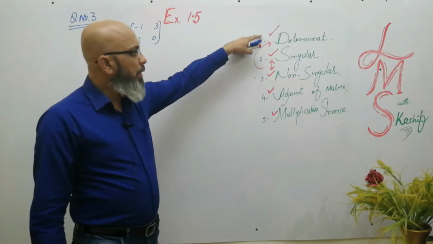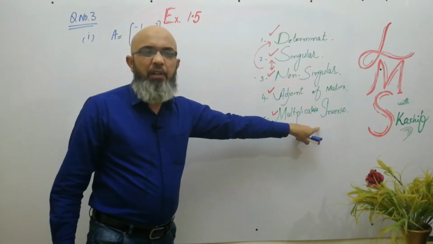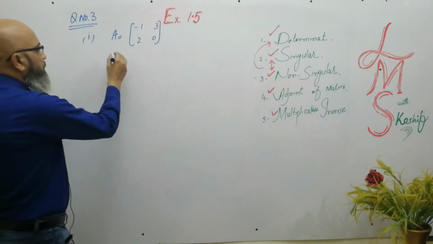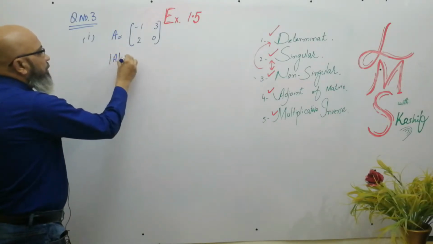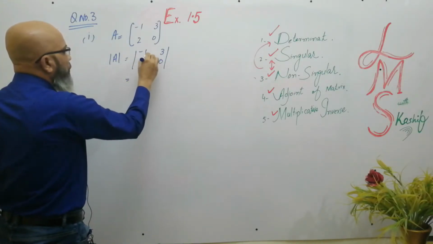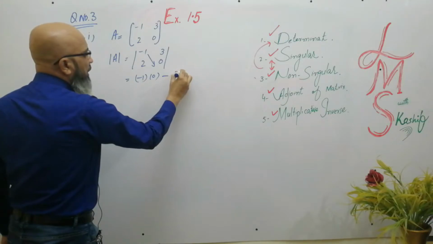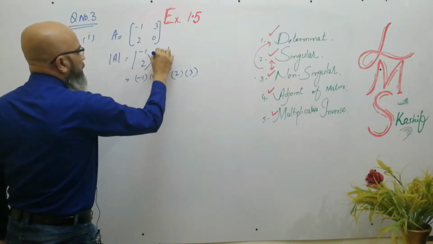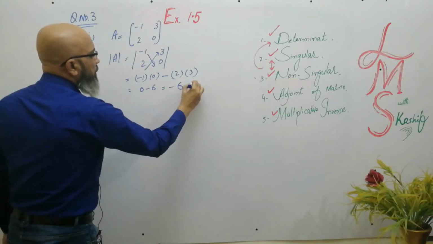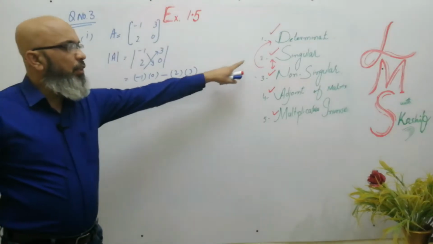You already learned determinant, singular, non-singular and adjoint. Now you have to learn how to find the multiplicative inverse. For finding the multiplicative inverse, first we will repeat all those steps. First we will find the determinant. So what's its determinant? As you know, we will multiply this one, -1 into 0, place minus, and 2 into 3, this one. So 0 minus 6 is equal to -6, which is not equal to 0. What does it mean?